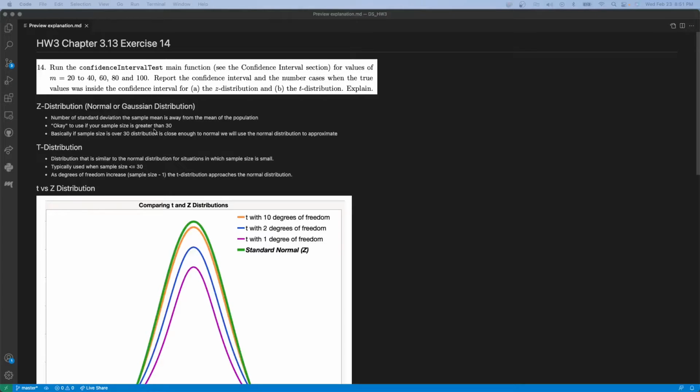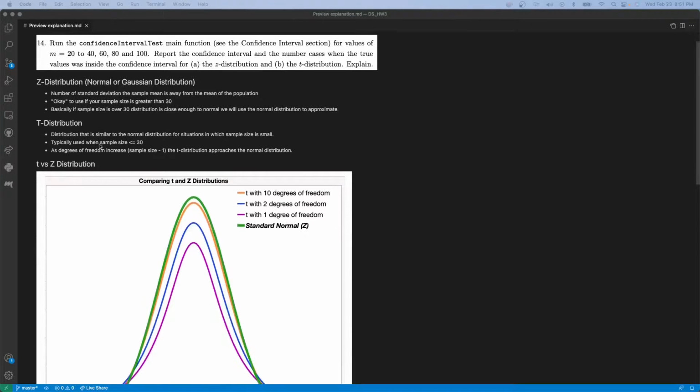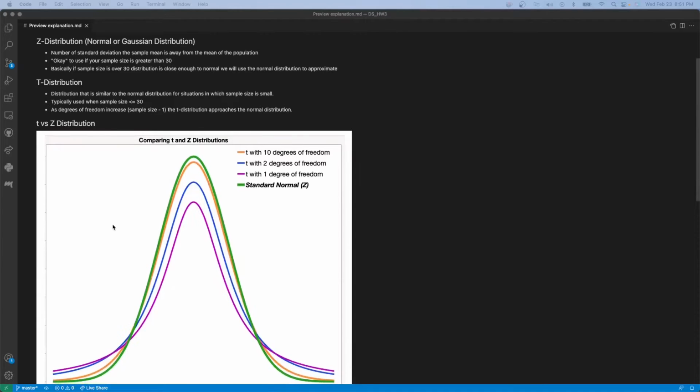And the rule of thumb is that if you have a sample size greater than 30, you can use the z-distribution, or you can reasonably approximate the normal distribution with a sample set of greater than 30. However, if you have a sample size less than 30, then you have to use the t-distribution. And this graphic illustrates why. And just as a refresher, sample size minus 1 is degrees of freedom.